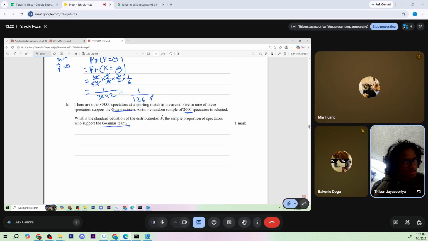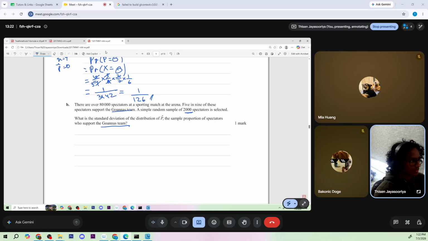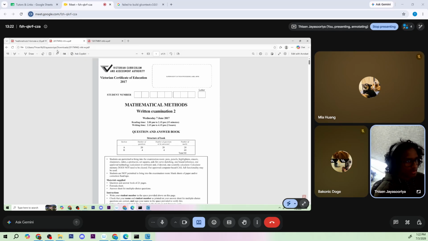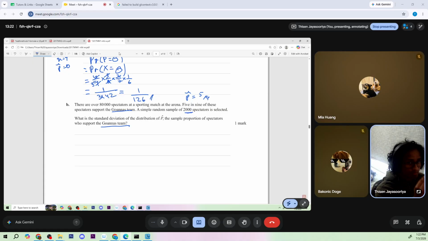So here, if I want to find the standard deviation, I use the standard deviation formula. So I know that the population proportion is going to be 5 out of 9. So that's what P is going to be in this case. So the population proportion is the whole stadium. It's if I pick these 80,000 people. But now they're picking 2,000 spectators.